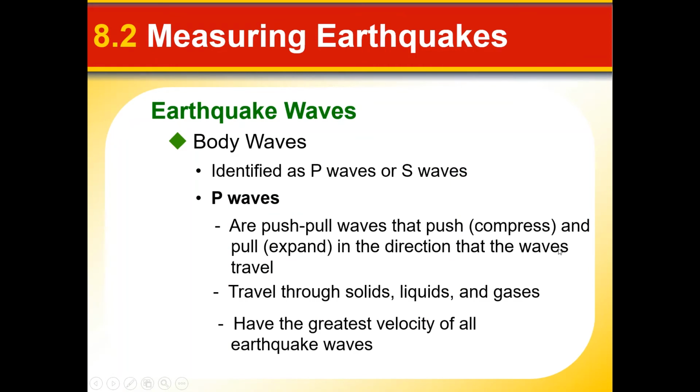So, these are the earthquake waves, so body waves. They are identified as P waves and S waves. P waves are primary waves, the push or pull. They move in a way that pushes or compresses and pulls or expands in the direction that the waves are traveling, from the focus to the surface. It travels through solids, liquids, and gases and has the greatest velocity of all earthquake waves.